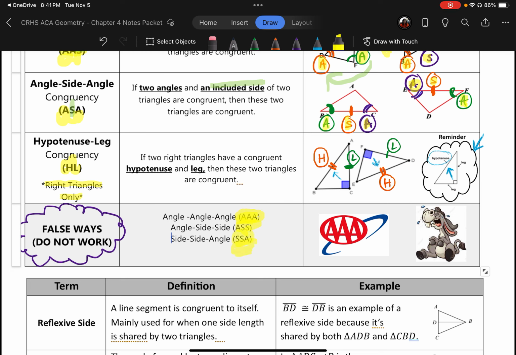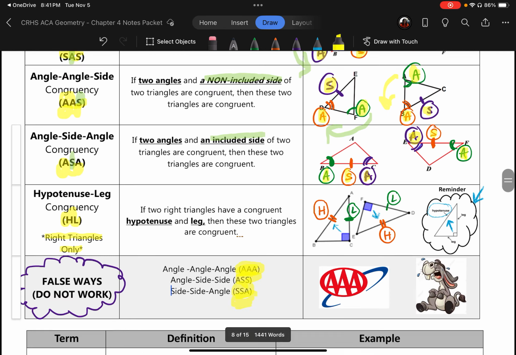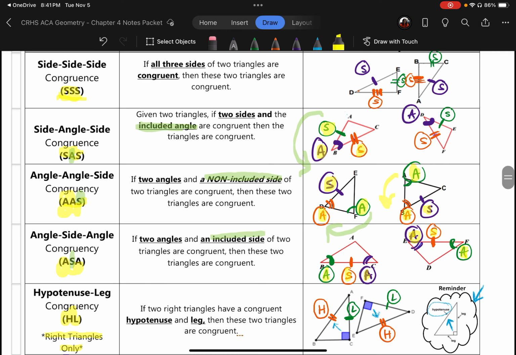So these are the 3 ways. If you get something like this that pops up in a picture whenever you read it, if you get AAA, or if you get ASS, which is a bad word, we say that AAA and ASS do not work, okay? So we'll see examples of this that pop up in the notes, where if that pops up, that means the triangles are not congruent, okay? Those ways do not work. The only ways that work are the 5 that we discussed earlier. So the 5 ways that worked were SSS, SAS, AAS, ASA, and HL.